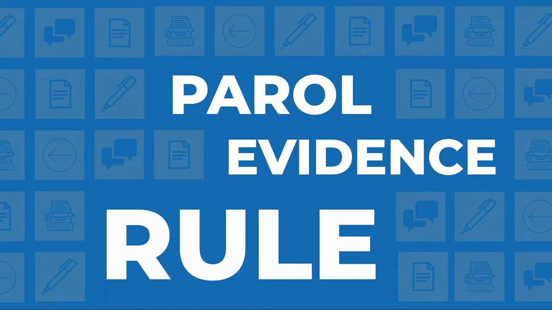So we finally finished all the lessons dealing with defenses, the defenses to formation, and then the changed circumstances defenses. And now we are looking at this bigger question of what are the terms of our contract. If we have a contract, how do we determine what the terms are, where they come from, and how do we understand those terms or interpret those terms?